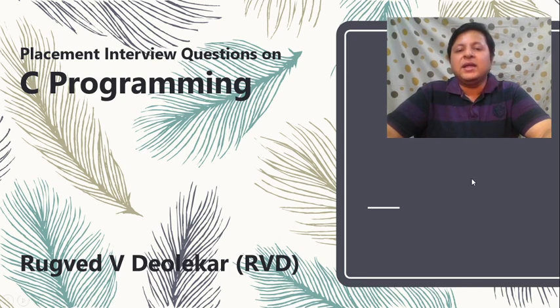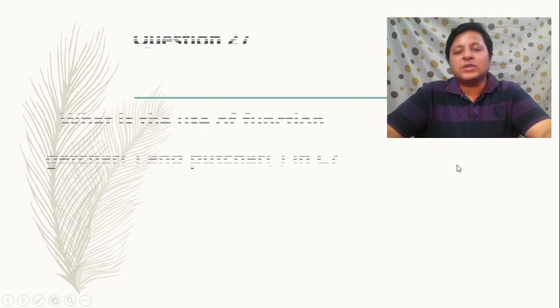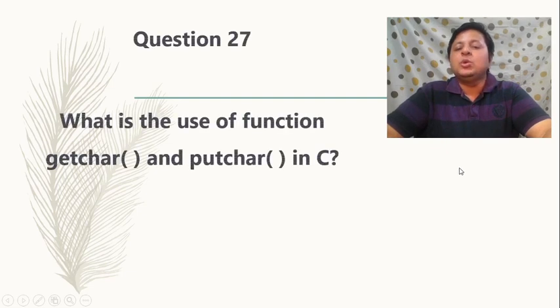Fine, so let's move ahead in the current video. The question for this video is: what is the use of the functions getchar and putchar in C? In the previous video, we saw the outline of input-output in C, and we said that as part of unformatted input and output, we have functions which deal exclusively with character data, and they are getchar and putchar. Let's see them individually, along with the syntax and an example.